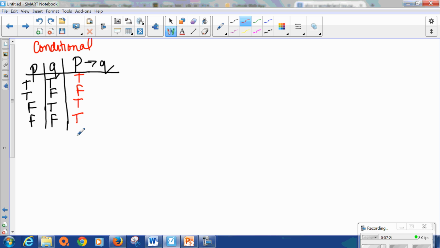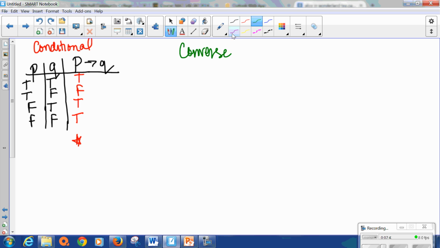So we're going to take this answer column and we're going to compare this answer column to all the other answer columns and see which ones match. The one that matches exactly, that's the one that's the logical equivalent. So let's look at the converse now. Actually, I'm going to put it in a different color.